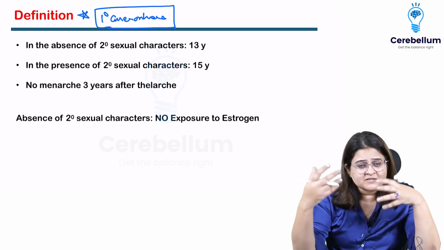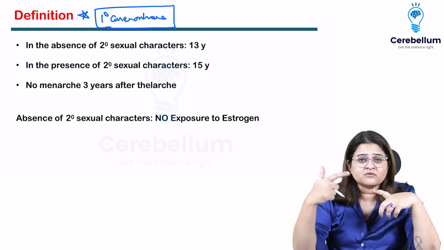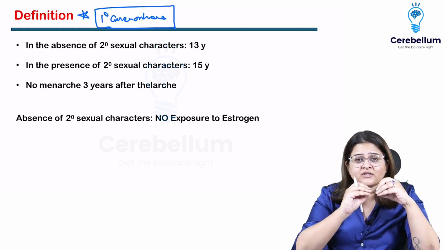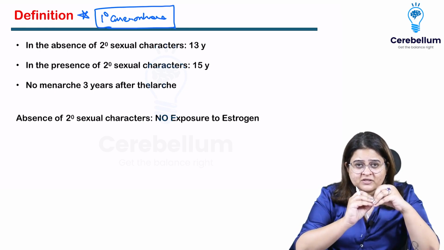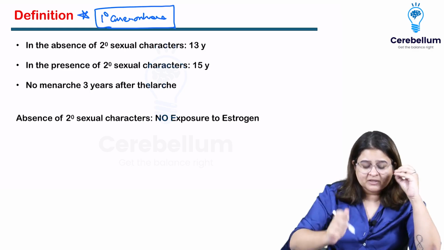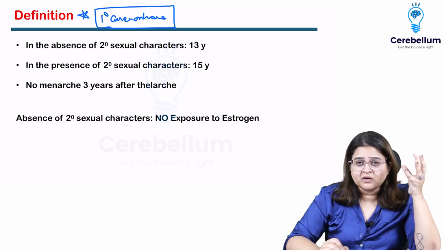So what you'll see, you'll first ask the age, and then you see the presence or absence of secondary sexual characters. So suppose this girl is 13 years old and she doesn't have secondary sexual characters, then it is important. Then it fits in the definition of primary amenorrhea. Because by the age of 13, you expect at least thelarche or pubarche to start.